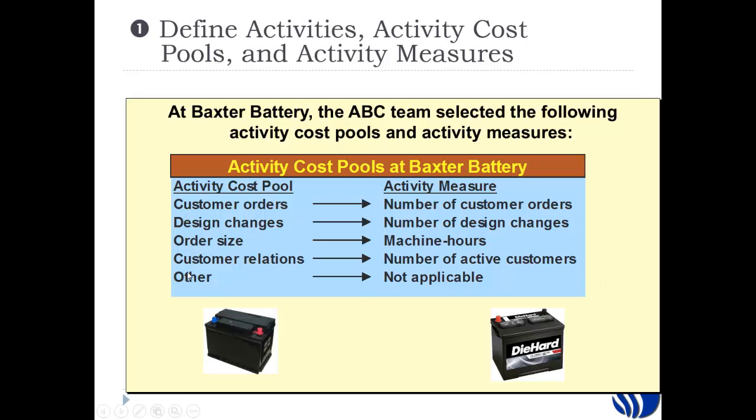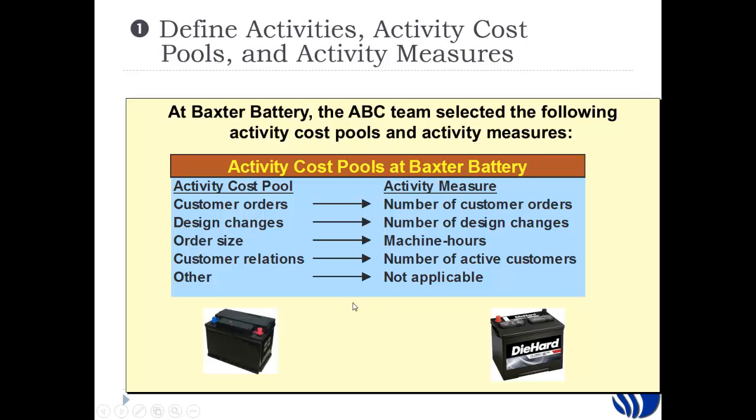Okay, so we've got these 5 different cost pools here. Customer order activity cost pool, design changes cost pool, order size cost pool, customer relations cost pool, and other cost pool. And then the third part of the first step is to select a cost driver. In this case, it's called activity measure. And they've already done that as well. So for customer orders, they're going to allocate costs based on the number of customer orders. For design change cost pool, it'll be based on the number of design changes. Order size based on number of machine hours. Customer relations based on number of active customers, and other based on not applicable. In other words, these are some costs that they don't think would be useful to assign.